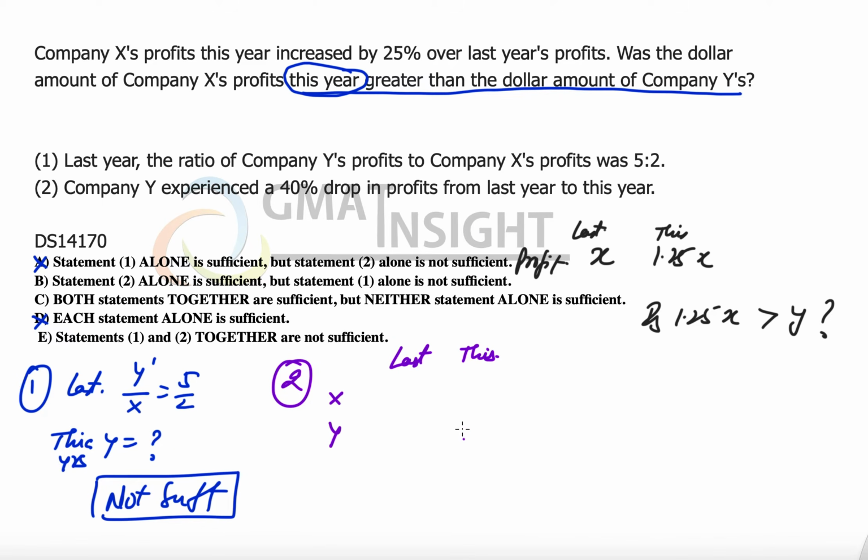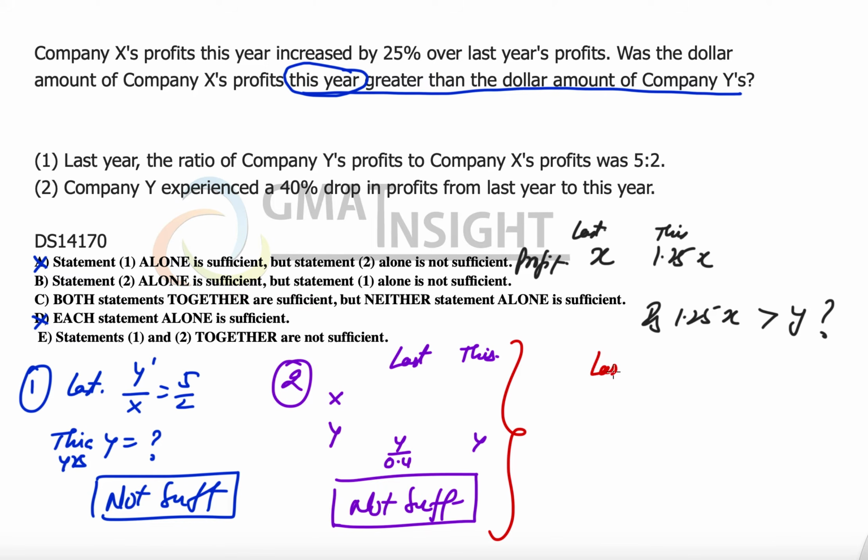If the company's profit this year is Y, then this year it is actually 0.6 times the previous year, so the previous year will be Y divided by 0.6, but there is no connection of Y with X. So once again, the second statement is not sufficient to answer the question, but after combining the two, we may have some concrete information.